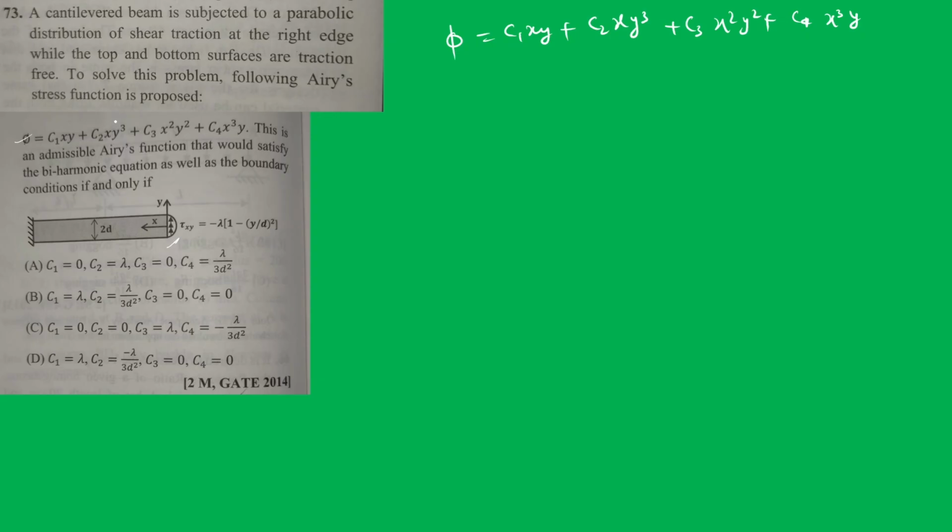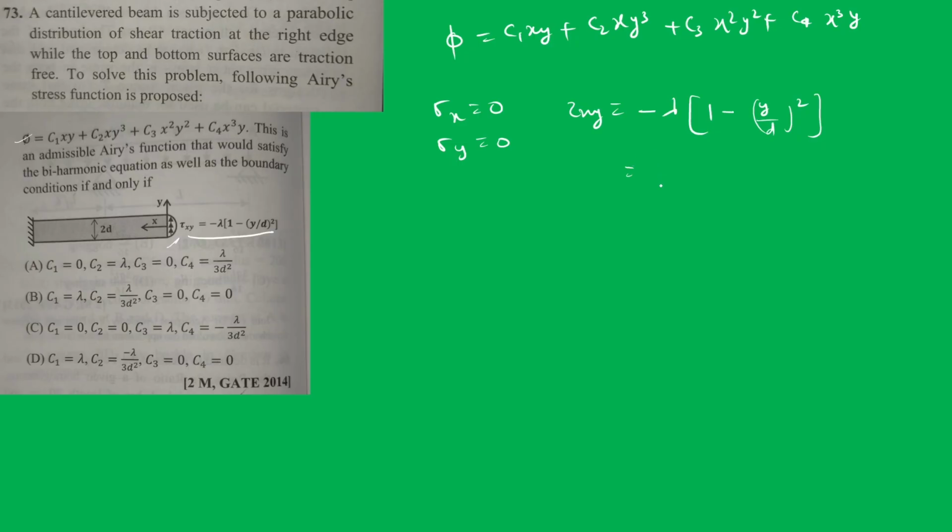An admissible Airy stress function would satisfy the biharmonic equation as well as the boundary conditions if and only if... So they are asking you the values of c1, c2, c3, c4. They have given us tau xy: sigma x is equal to 0, sigma y is equal to 0, and tau xy is equal to minus lambda times (1 minus y by d) whole square. So this is tau xy.